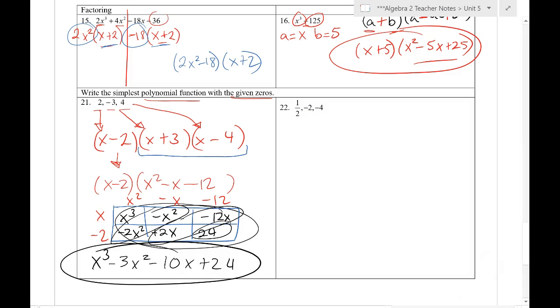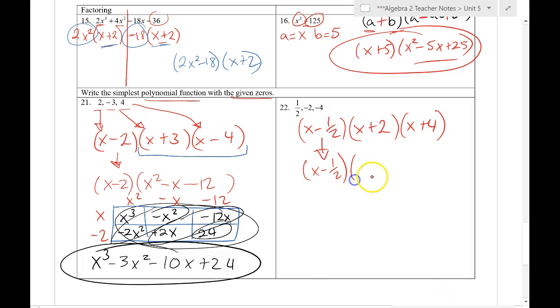Okay, now we do the same thing. This will be a little bit different because we've got some fractions involved. So we'll have x minus 1/2, and we've got negatives over here, so we'll have x plus 2 and x plus 4. Then do the same thing. Let's FOIL the right, but before we do that, bring down the left binomial just so we don't forget it. x squared, 2 plus 4 is 6, so that would be 6x. And then we'll have 2 times 4, which would be 8.